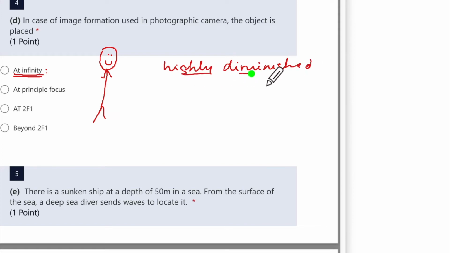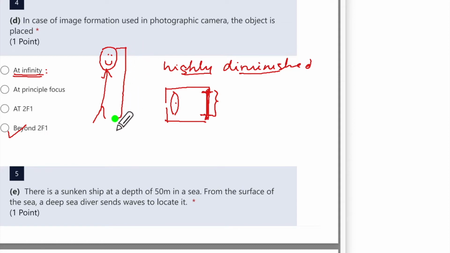So in a camera, we use the convex lens, and we want the image to be diminished but not highly diminished. It should be just about that much size, correct? It should fit in the box, right? And it should be a real image, and inverted image, it will be diminished image that should fit on the screen of the camera, right? So the correct option will be the last one. The object should be beyond 2f. All right.